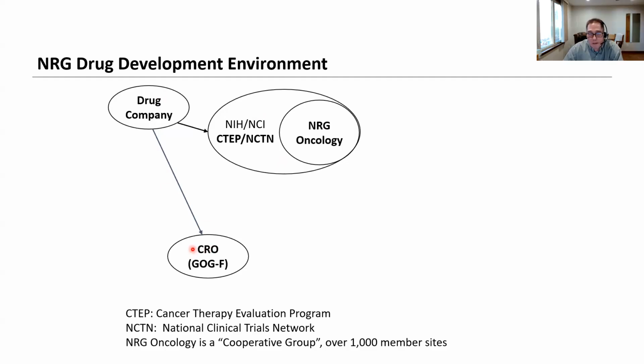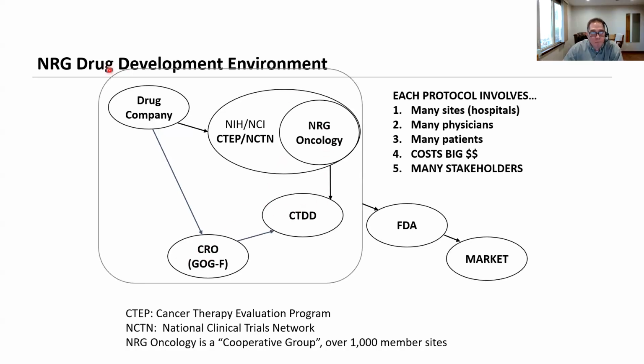They could go to a CRO, a contract research organization. In my group, we also work with the GOG Foundation, which is technically a CRO. And then this group forms a team to conduct one or two or three multiple clinical trials that, if they show efficacy, we would then send to the FDA, in company with all of these other collaborators. Then the FDA approves it, and it goes to market.